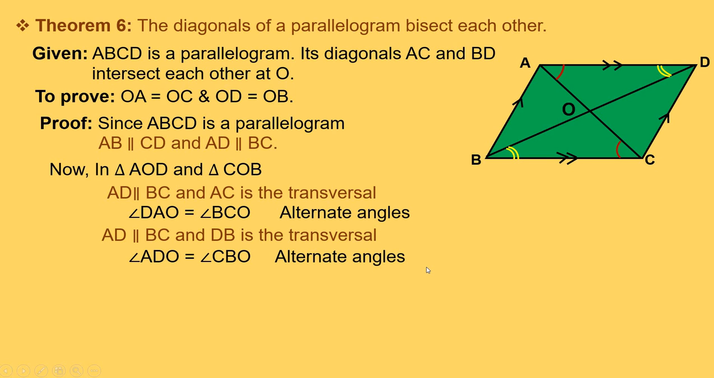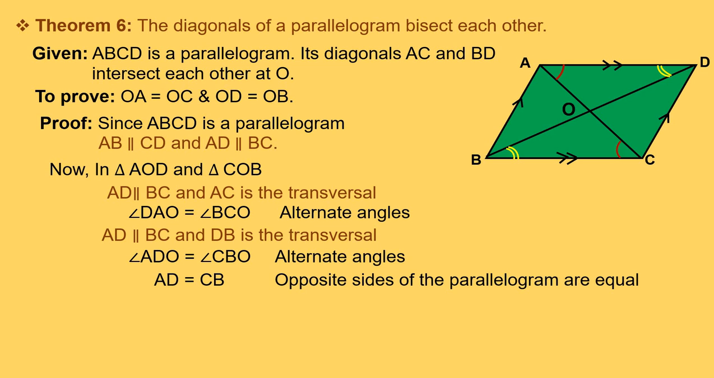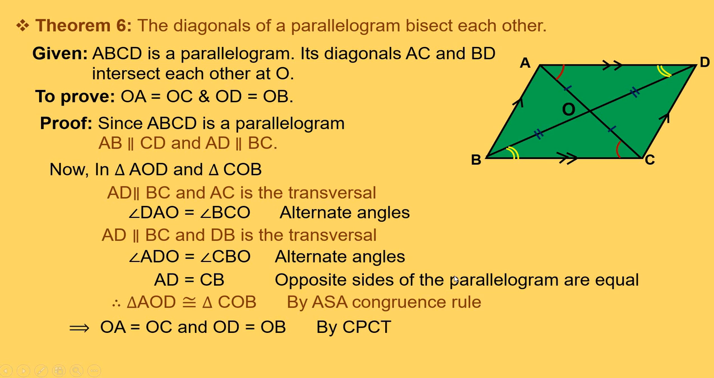Alternate angles are equal. And AD is equal to CB, opposite sides of a parallelogram are equal. Therefore, triangle AOD is congruent to triangle COB by ASA congruence rule. This implies AO is equal to OC and OD is equal to OB by CPCT. Hence, diagonals of a parallelogram bisect each other.